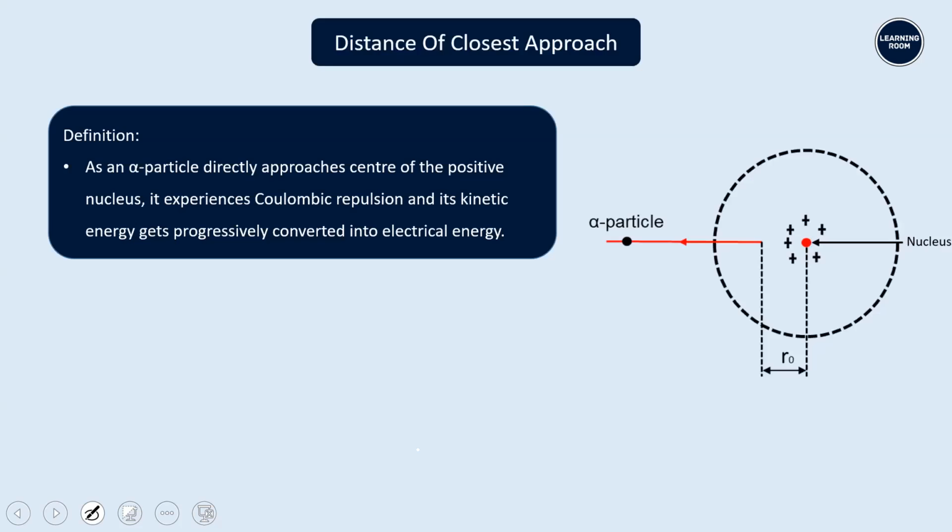And that distance is what we call as the distance of closest approach. So what is the definition of distance of closest approach? As an alpha particle directly approaches the center of the positive nucleus, it must experience coulombic repulsion and hence its kinetic energy gets progressively converted into electrostatic potential energy. That is what we call as electrical energy. So I repeat, the kinetic energy which the particle had is completely converted into electrical energy.